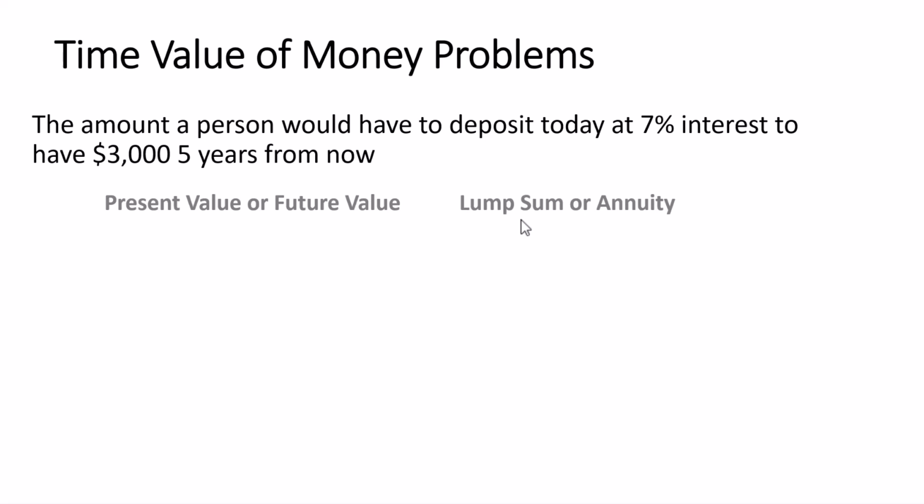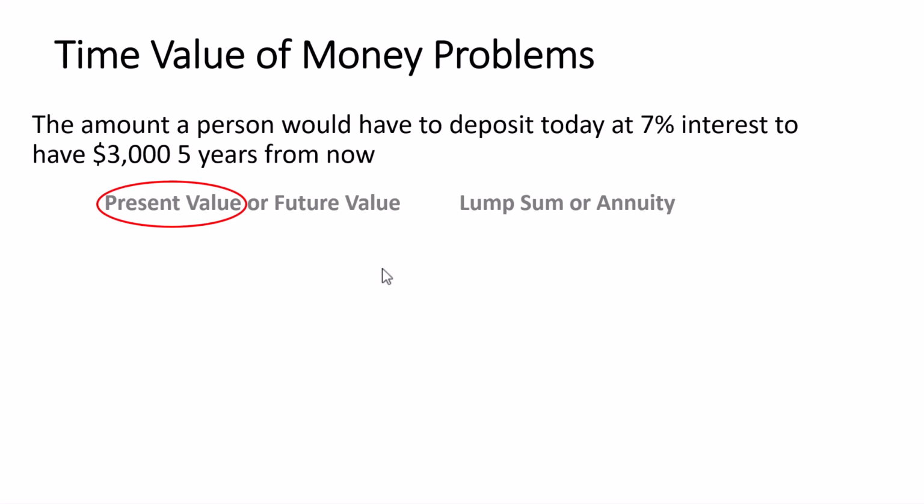In the question, you're going to see language that gives hints on which situation we're dealing with. Sometimes the questions will flat out tell you this is a future value or present value situation, but sometimes it won't, so we need to pick it out from the verbiage. It says the amount a person would have to deposit today. We know that today is the present, so this is a present value situation.